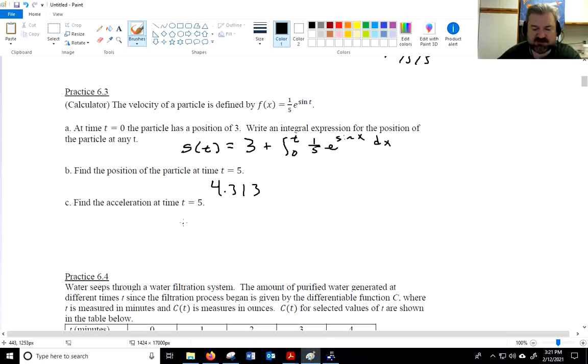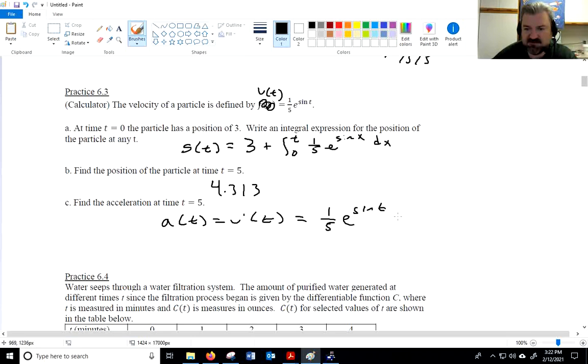The acceleration is a derivative of velocity. And I wrote f of x here. I probably meant to say v of t. Sorry about that. To find the acceleration, we know that a of t is equal to v prime of t. Well, what is the derivative of v? That is 1/5 e to the sine t times the derivative of sine t, which is cosine t.